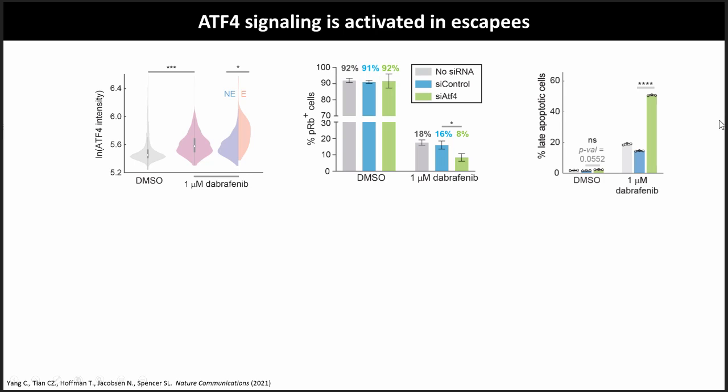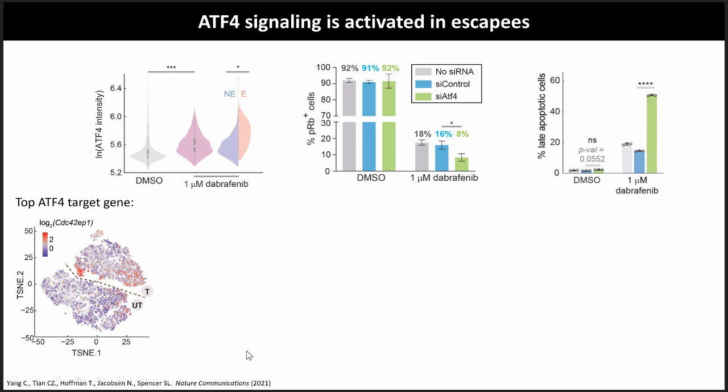So from this, we can say that ATF4 is promoting the survival of these SKP cells that are attempting to cycle in the presence of a drug that is trying to block them from cycling, which you can imagine is stressful for cells. We also looked at a number of the top ATF4 target genes. So here's just one, CDC42EP1, which you can see lighting up here in this SKP peninsula.